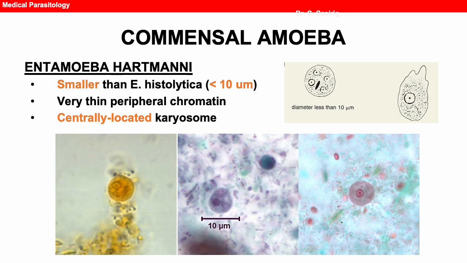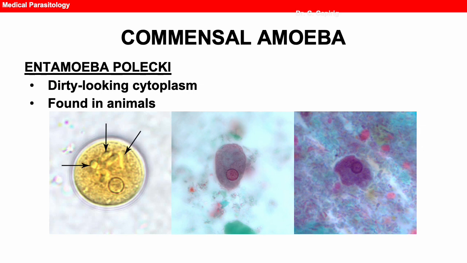Entamoeba hartmanni is smaller than Entamoeba histolytica. They have a very thin peripheral chromatin and a centrally located karyosome, just like in Entamoeba histolytica. Entamoeba polecki has a dirty-looking cytoplasm and is usually found in animals.